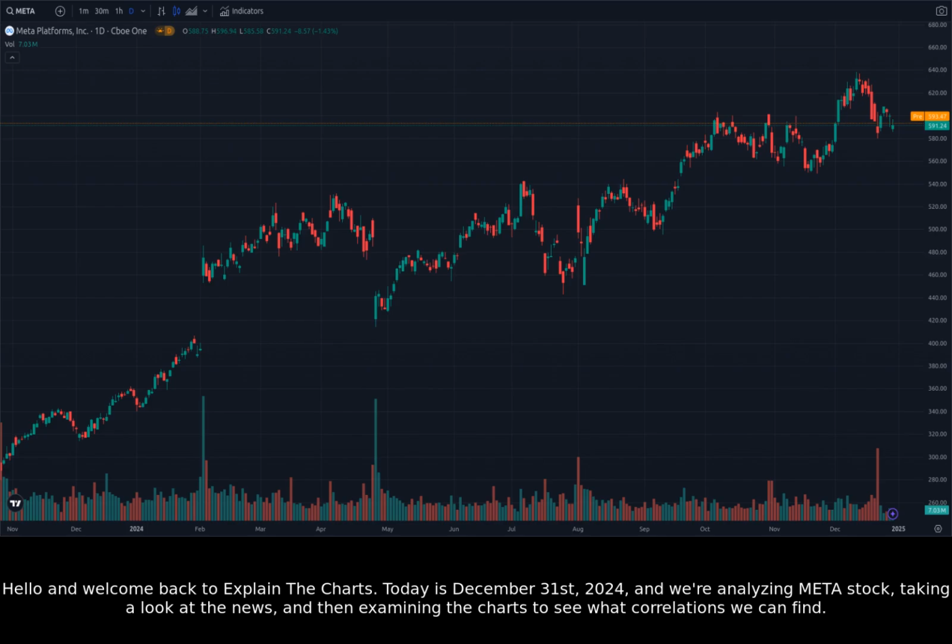Today is December 31st, 2024, and we're analyzing Meta stock, taking a look at the news, and then examining the charts to see what correlations we can find.